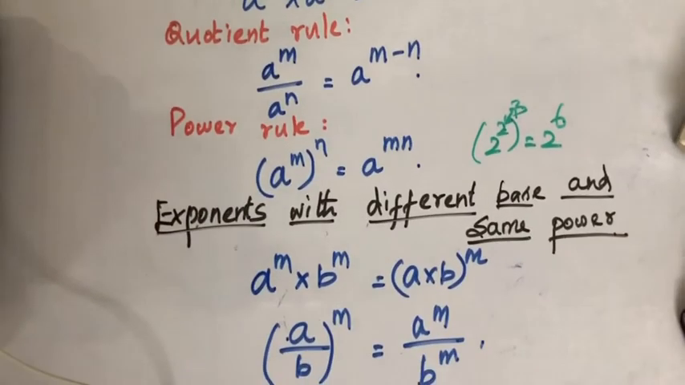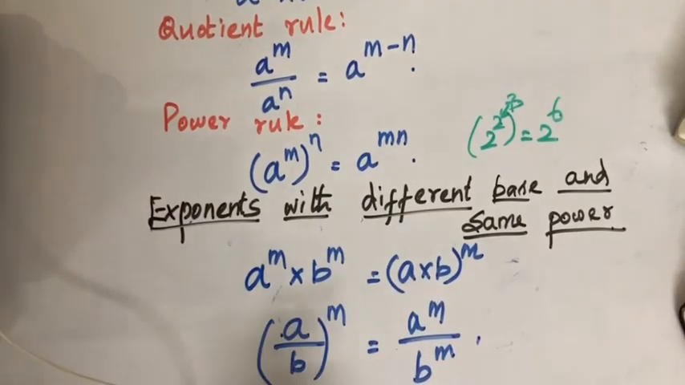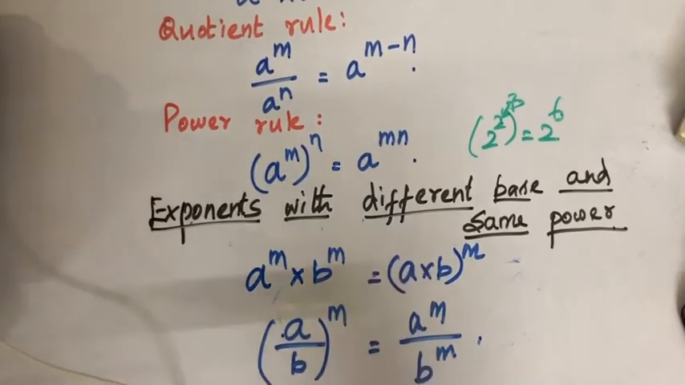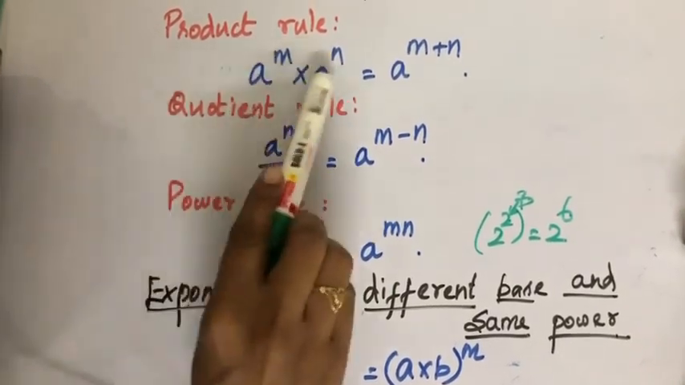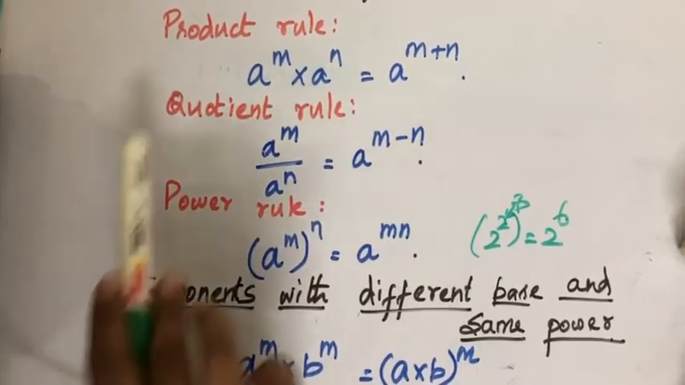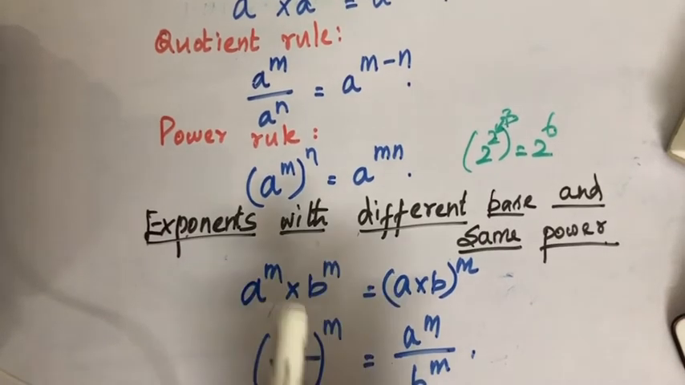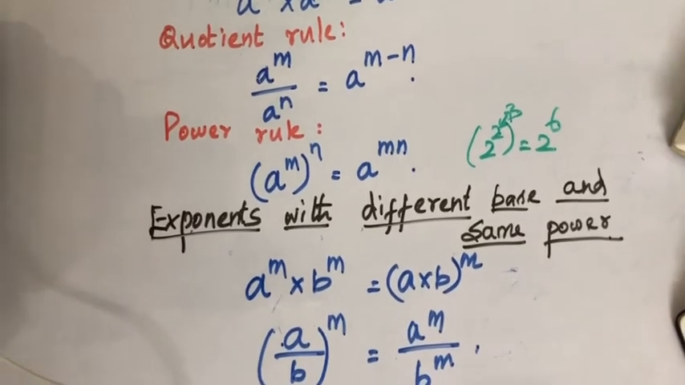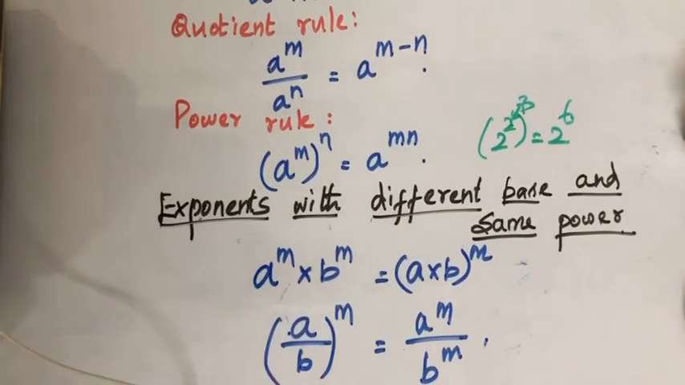Now, exponents with different base and same power. In the laws of exponents, we learnt about exponents with the same base. If a is here, then a is here also. If they have the same base, we can use the power rule, quotient rule and product rule according to our convenience. But here, exponents with different base and same power.